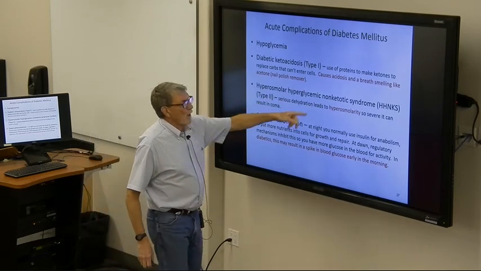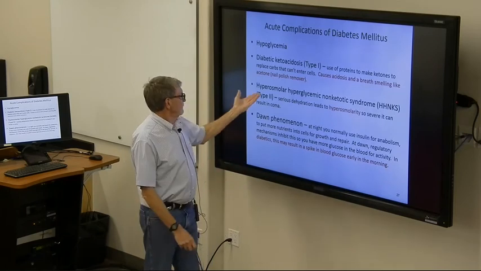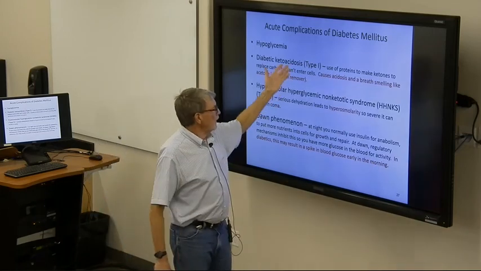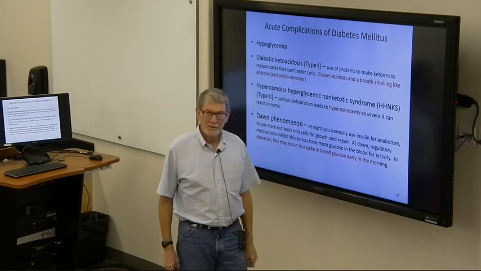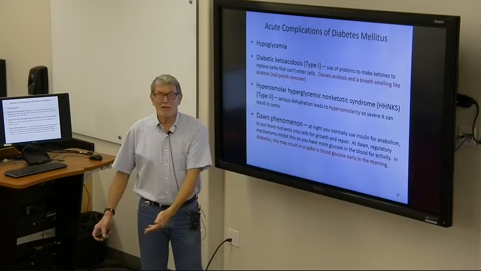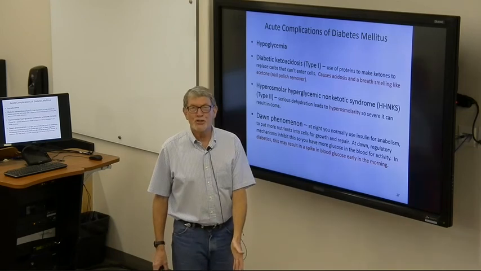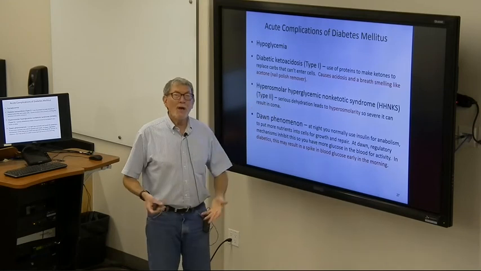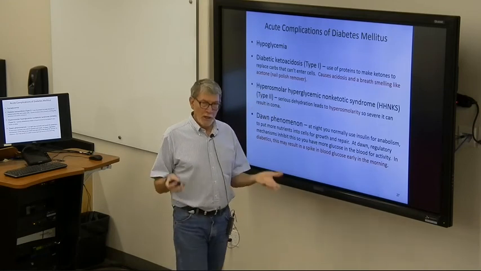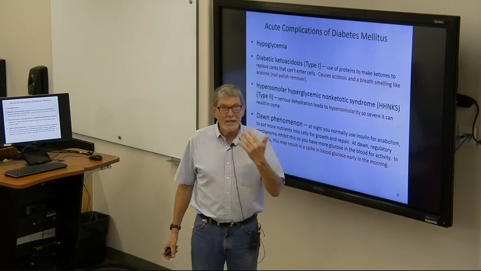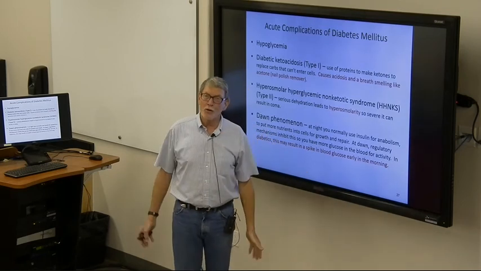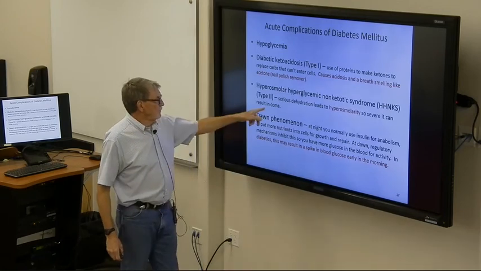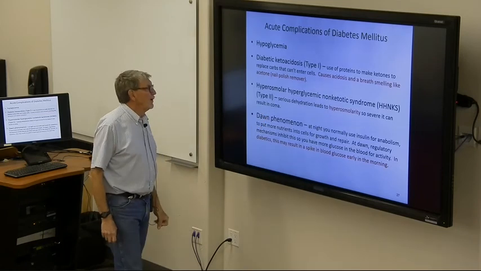You can have a hyperosmolar, I guess they're calling it, hyperosmolar hyperglycemic non-ketotic syndrome. What does that mean? Well, it's not bad enough that you make ketones, but you pee so much that your blood gets too thick. Hyperosmolar means you have too much osmolarity in your blood. And it's not like you're retaining more solute, you're just peeing out all the water, and so your blood gets too thick. Can result in coma, diabetic coma.